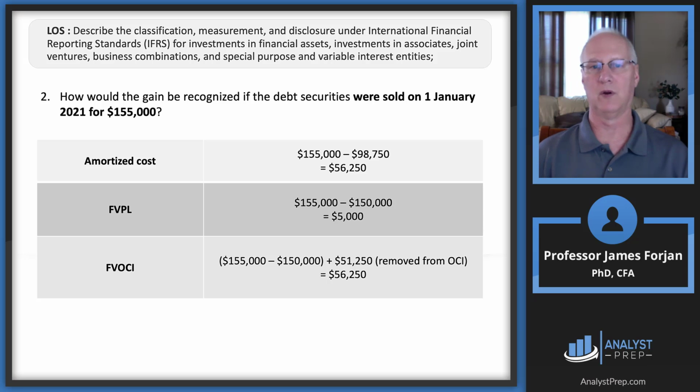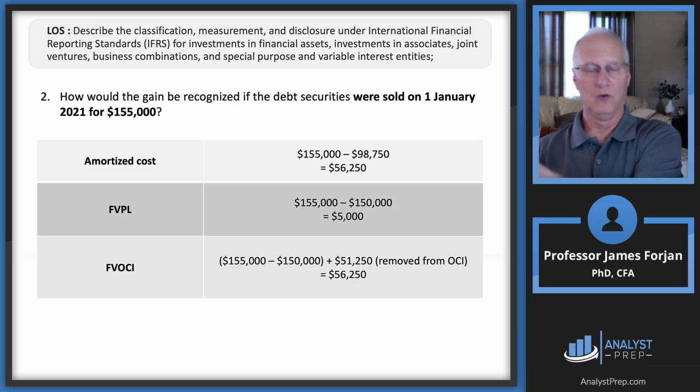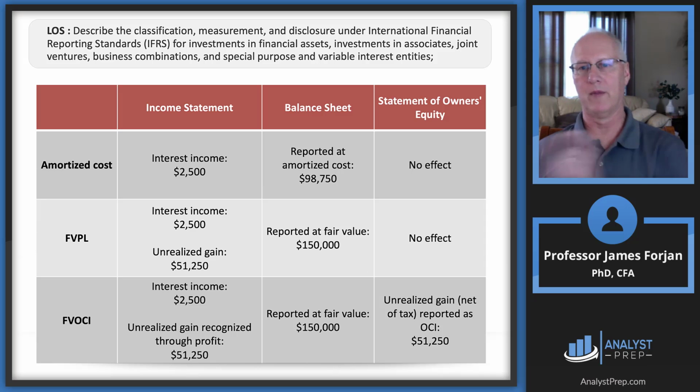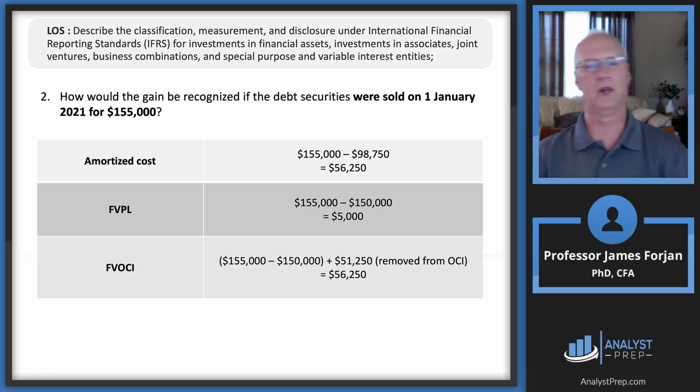All you do is take the 155 minus the 150. So there's the $5,000 recognized gain. And then you do the same thing under other comprehensive income. So you do, look, the 155 minus the 150, but then remember, let me go back here real quick. Remember on the bottom right there, we reported that over there as the unrealized gain on the bottom right of the income statement. So here we need to throw it in here. So there's the 56,250.